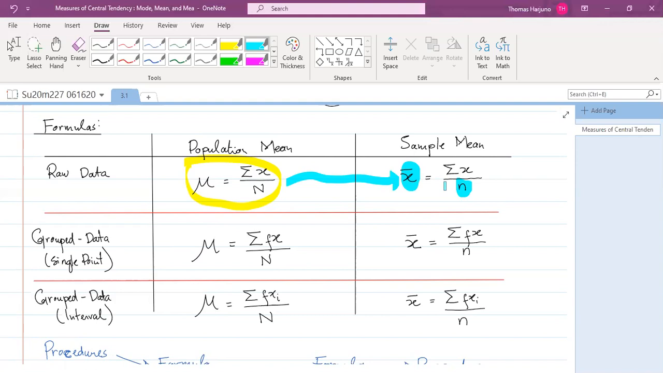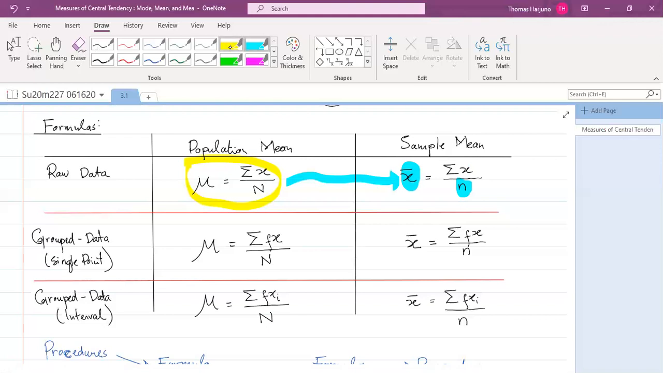But once you know, oh, this is the basic formula, now when I deal with a sample, then I cannot use mu anymore, I use x bar. I cannot use capital N anymore, I use lowercase n. Now, what happens if the raw data becomes group data? So each data value, instead of being counted once, has a frequency attached to it.